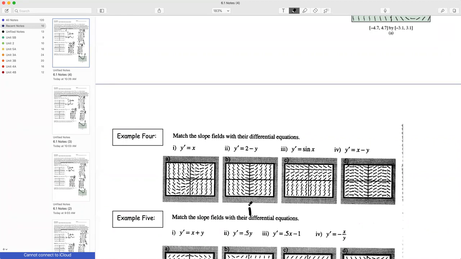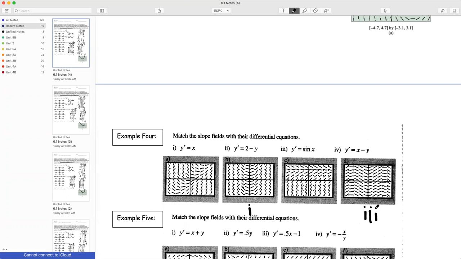And then I would probably go to the trig function. My derivative is sine of x. So my original equation was negative cosine of x. And so which one of the slope fields looks like a cosine graph? The last one. It is indeed the last one.